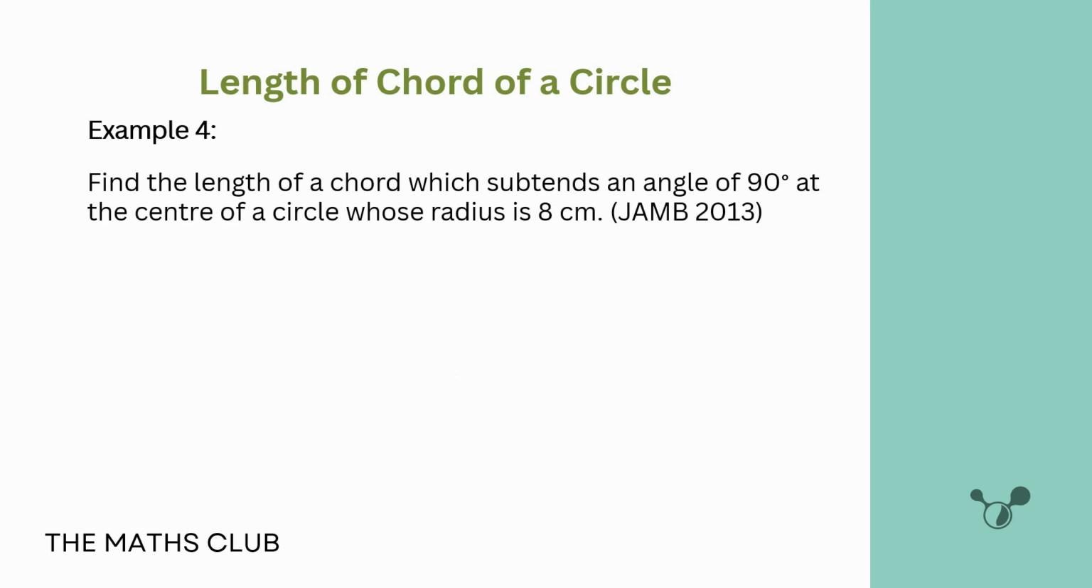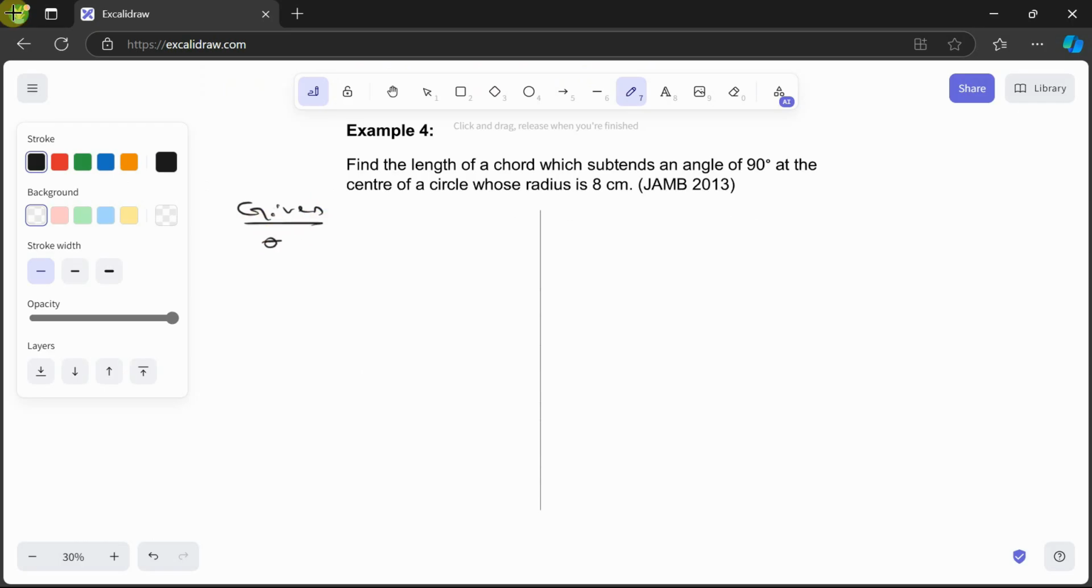Let's see an example. Example one is that we should find the length of a chord which subtends an angle of 90 degrees at the center of the circle whose radius is 8 cm. This is taken from JAMB 2013. You might want to pause the video and just try this out yourself, given the formula that you now know. What are we given? We're told that theta is 90 degrees. We're told that r is 8 cm. We're told to find the length of the chord. So let's say this is x.